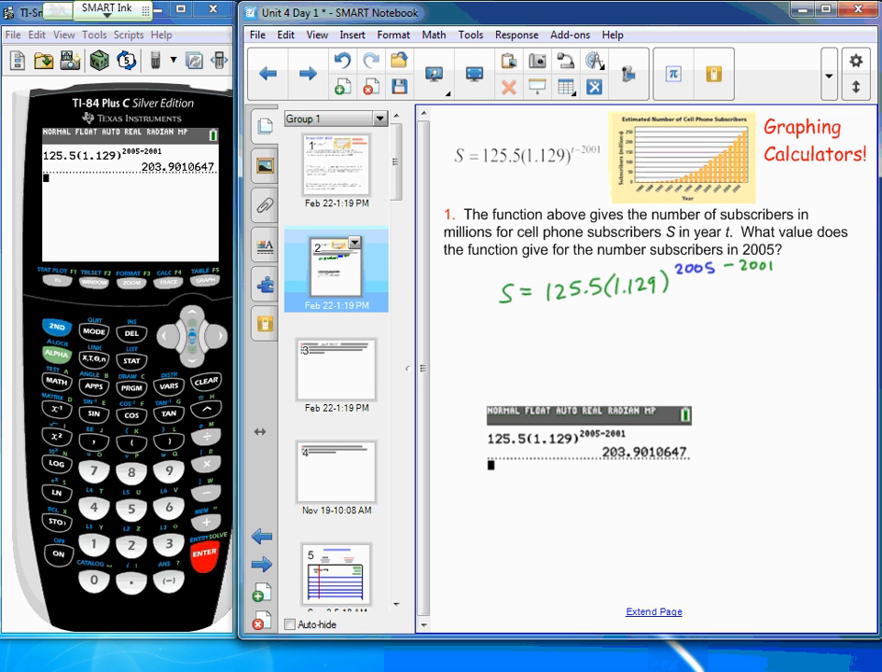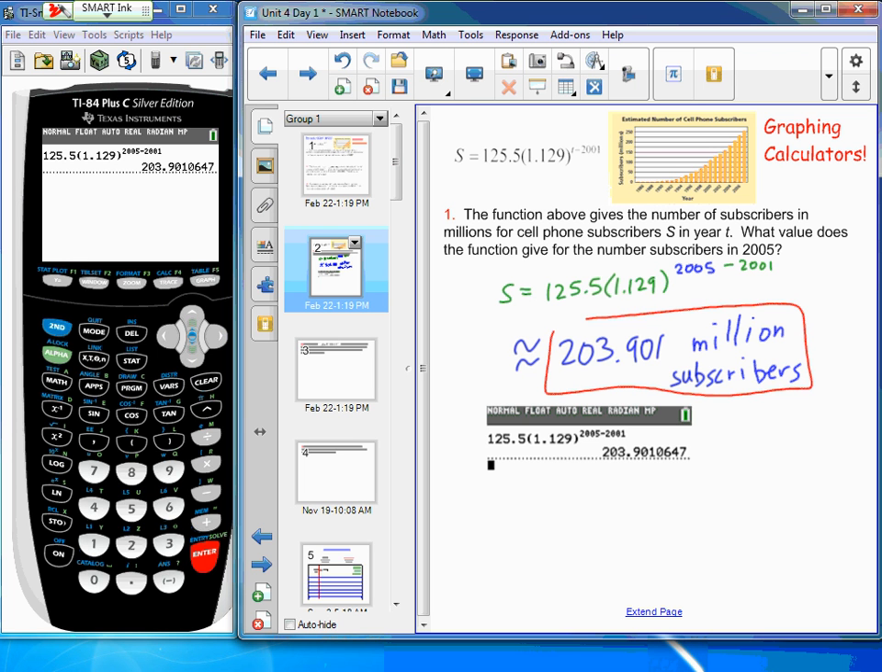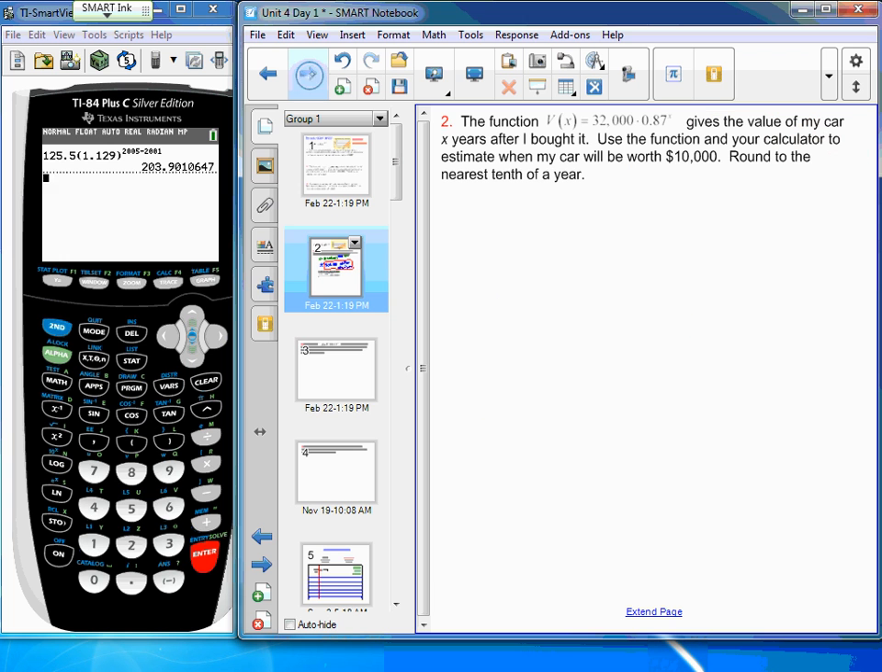And so it looks like my model predicts about 203.901 million subscribers. Go ahead and raise your hand if you already had that prediction. So we already had 203.901 million subscribers. Way to go, you guys. That's awesome work. Thank you. Let's take a look at another.